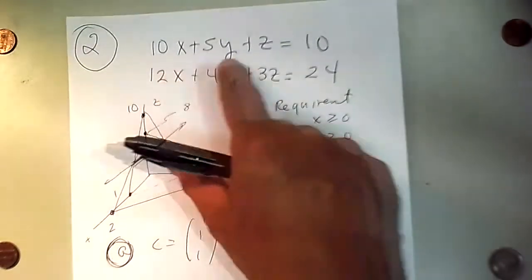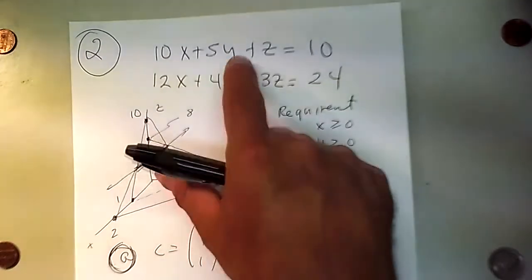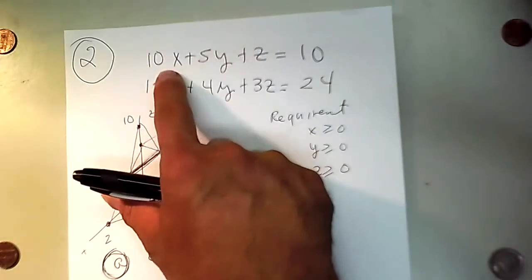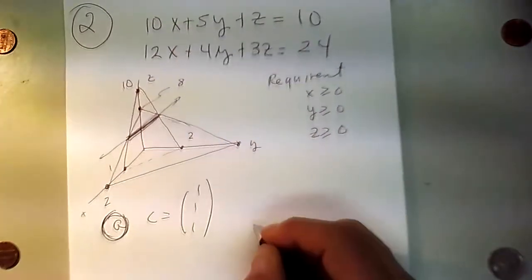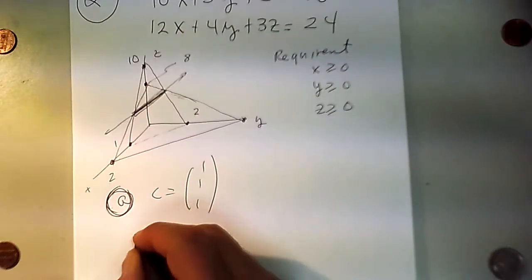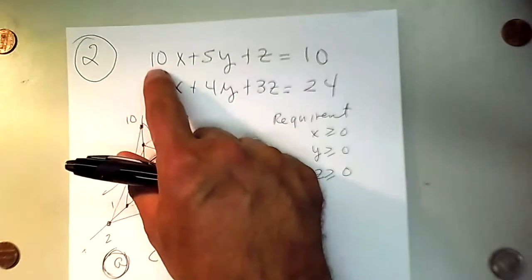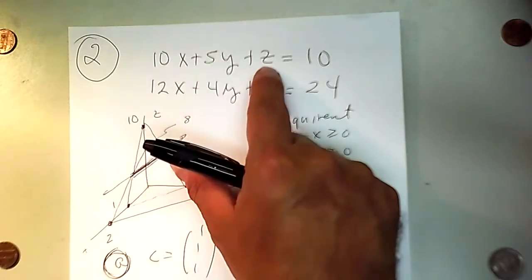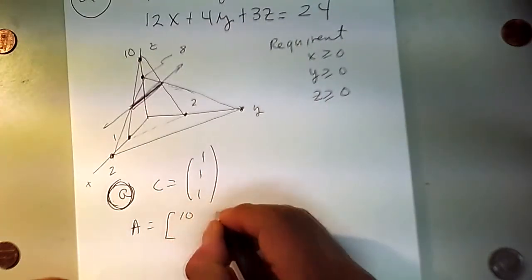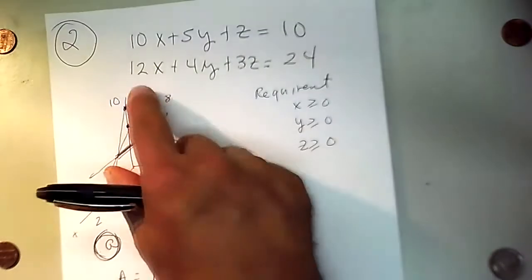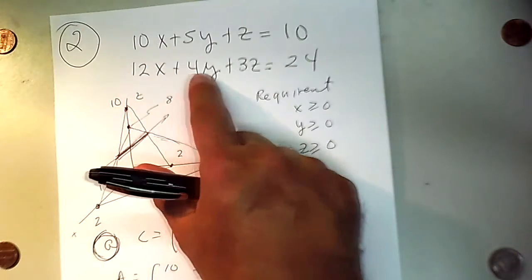So let's start solving this system of equations. By the way, the matrix, this is an important thing that we have. A, in this case, is going to be 10, 5, 1; 12, 4, 3.